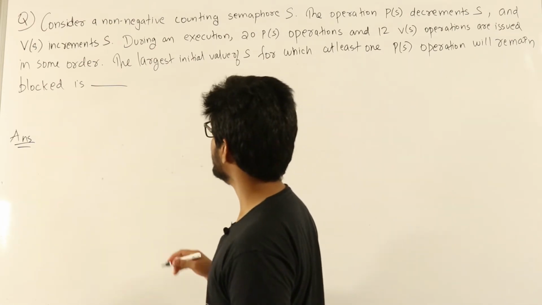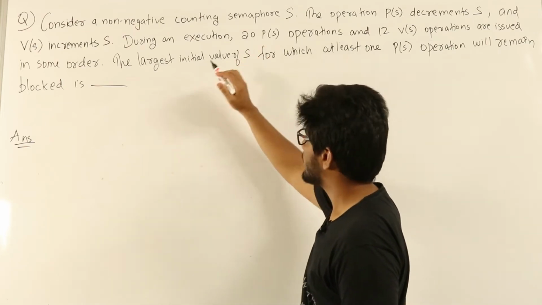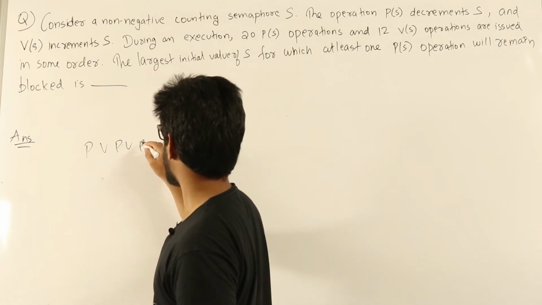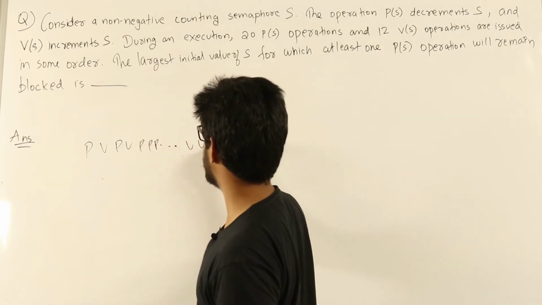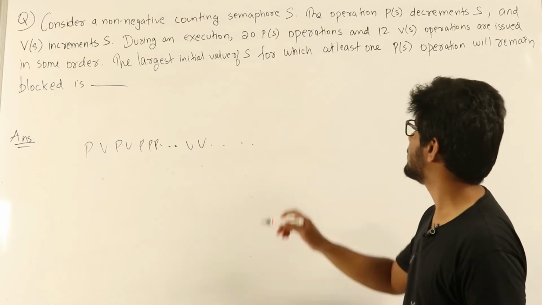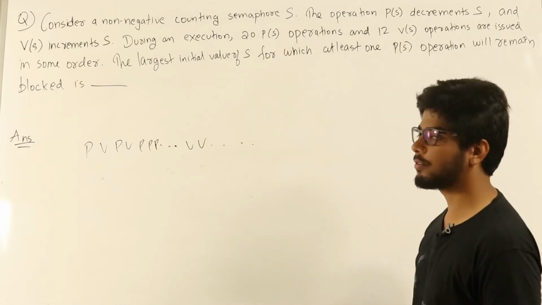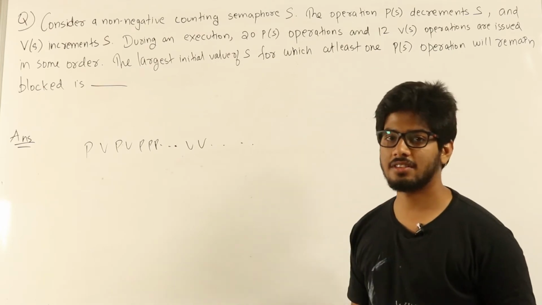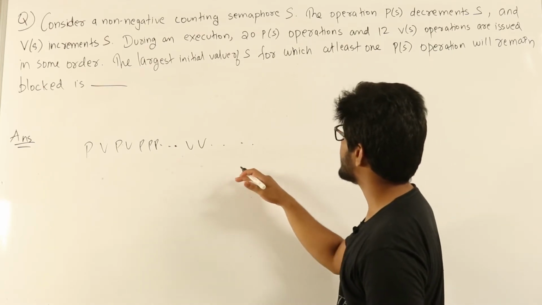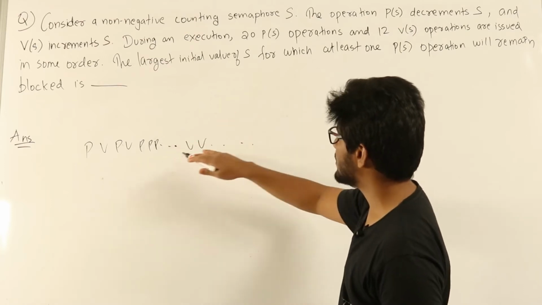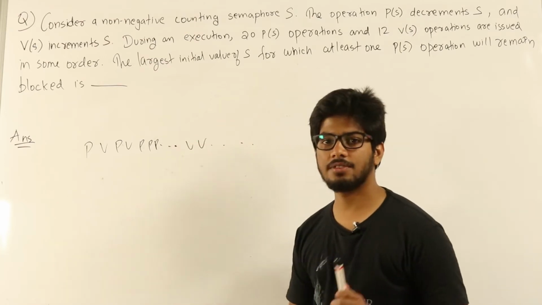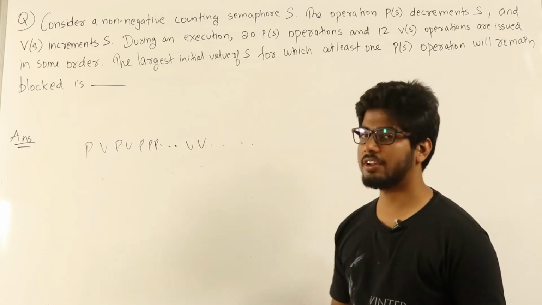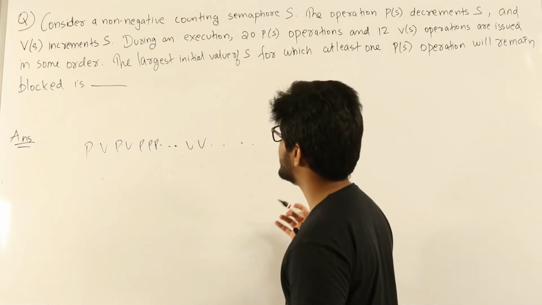So if you see, we'll have P's and V's in some order. There will be 20 P operations and 12 V operations, so there will be 32 operations in some order. That order doesn't matter. And they are asking, if we have it in some order, what is the largest value of S which will ensure that at least one P operation will remain blocked.